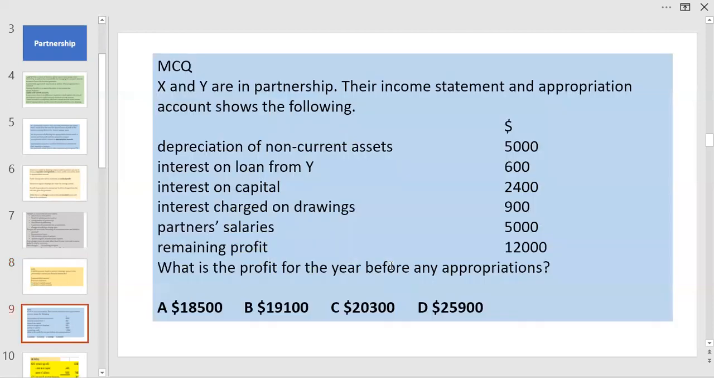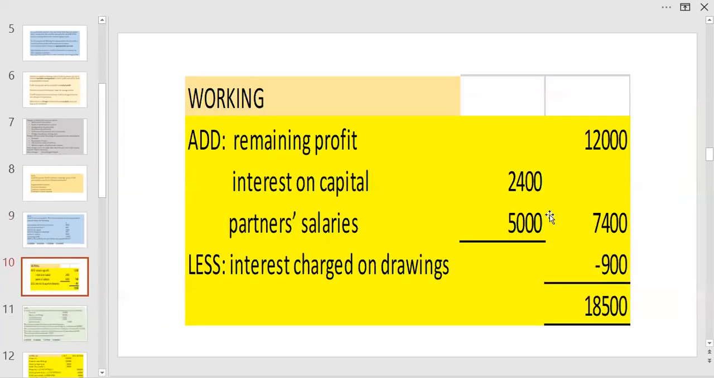The next question: in a partnership, the income statement and apportionment account details are shown. The remaining profit after certain apportionments is given, and we are required to calculate the profit before any appropriation. To the residual profit of 12,000, the interest which was added earlier will have to be added now. Similarly, the salary of 5,000 and the interest on drawings which was deducted will have to be added now.